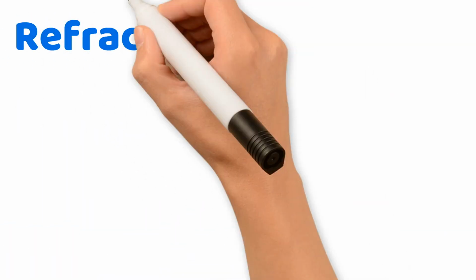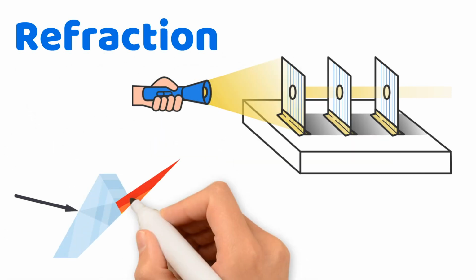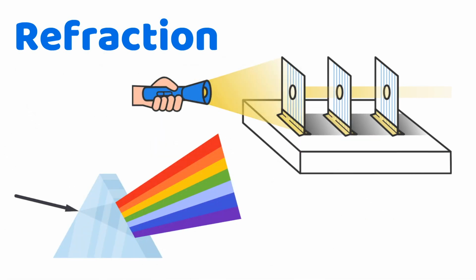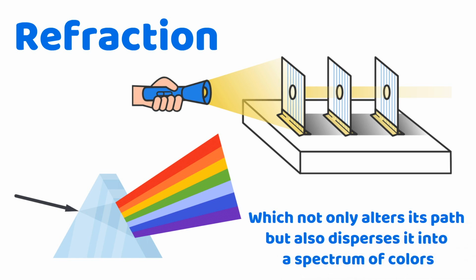Refraction. This is the bending of light as it passes from one medium to another, changing speed and direction. A common example is the bending of light through a prism, which not only alters its path, but also disperses it into a spectrum of colors.